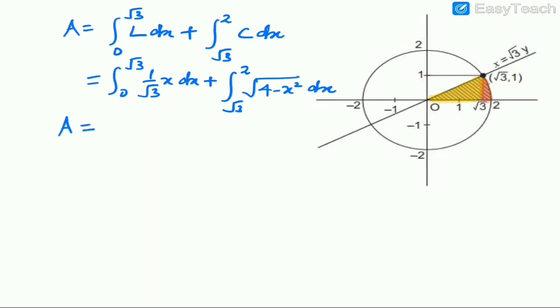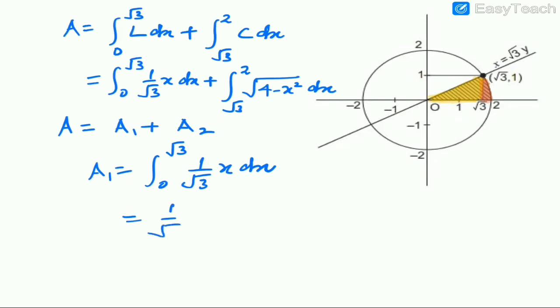So let A is equal to A1 plus A2, and we find A1 and A2 separately. So A1 is equal to the integration from 0 to root 3 of 1 upon root 3 x dx.